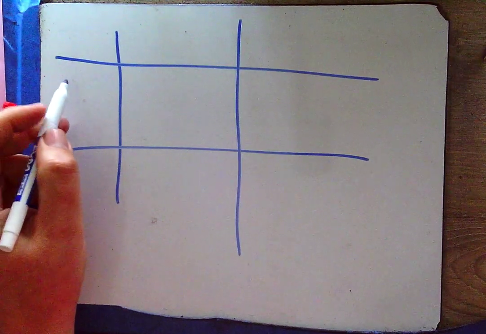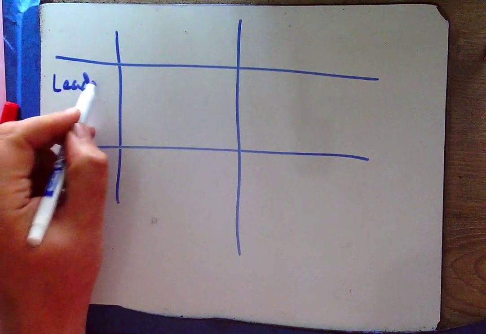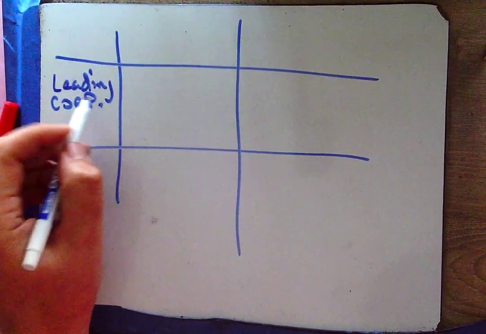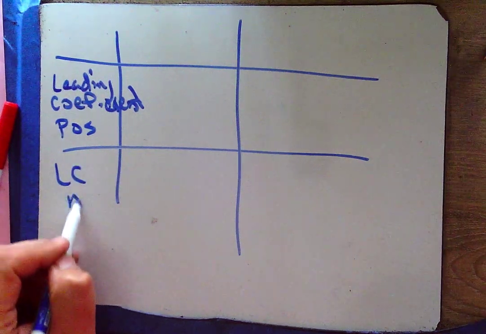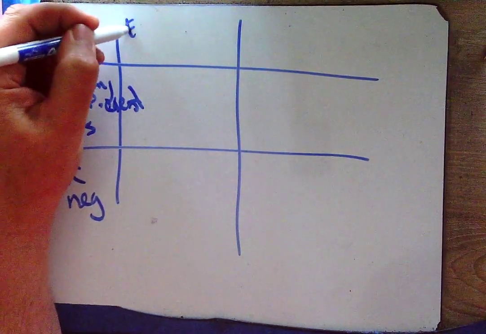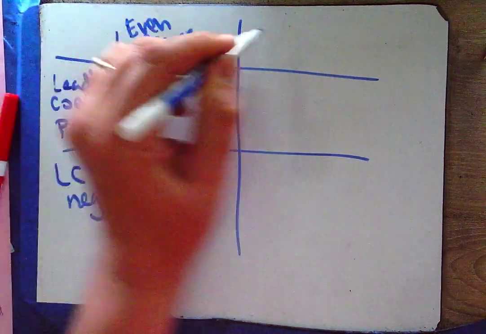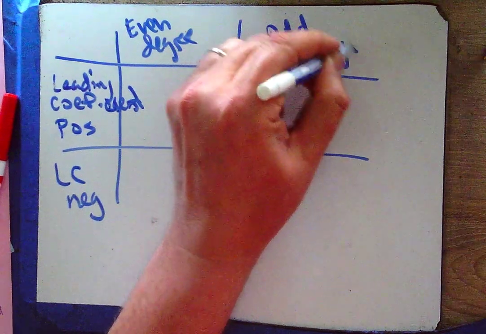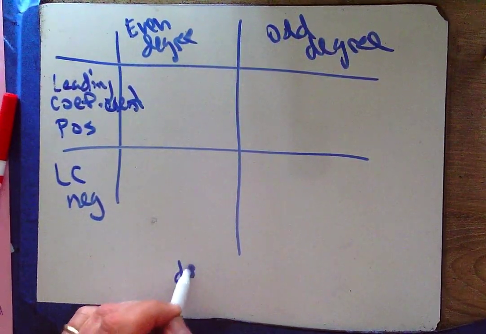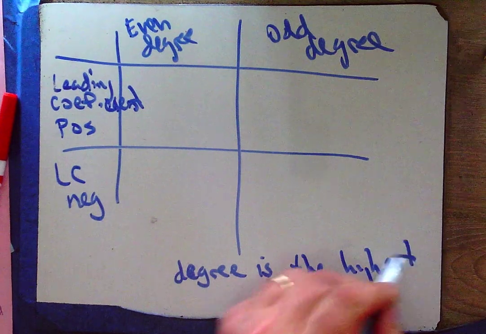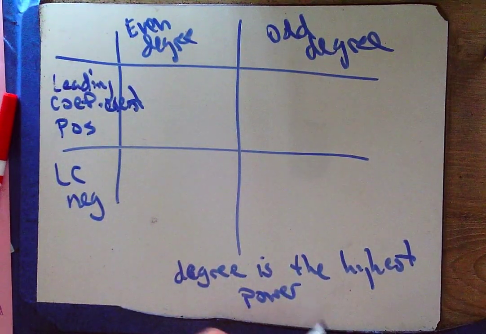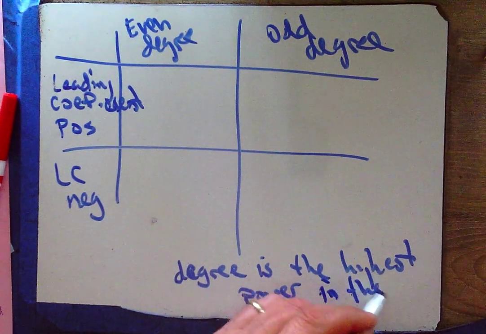We know some other things too that I'm pretty sure you've picked up over time. So here I want leading coefficient positive, leading coefficient negative, and here we have even degree, and here we have odd degree. Remember, the degree is the highest power in the polynomial.